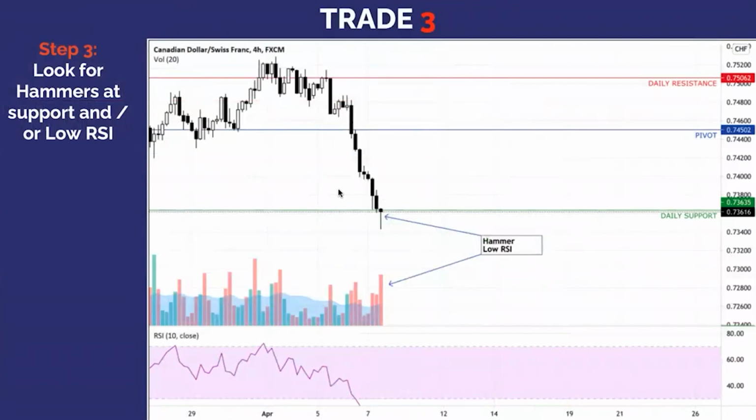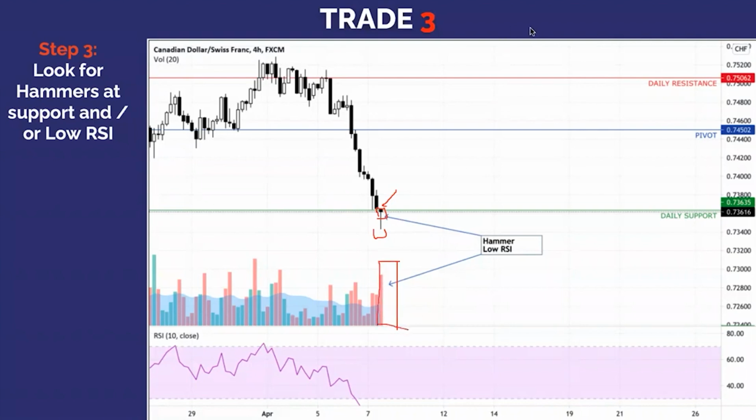Cool. Hammers, lower RSI. Can we see that here? Clearly we can. So it's a hammer. Again, you can't see it on the drawing, but there is a very small upper wick. I like the fact that the body is literally on the support line. The lower wick has pierced below it. We've got big bearish volume coming in here.